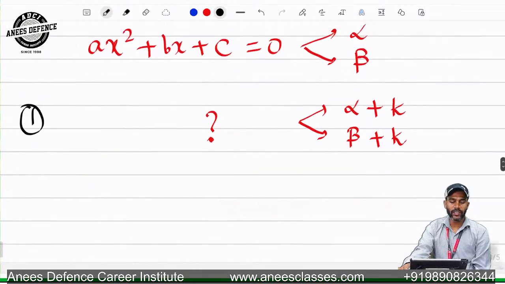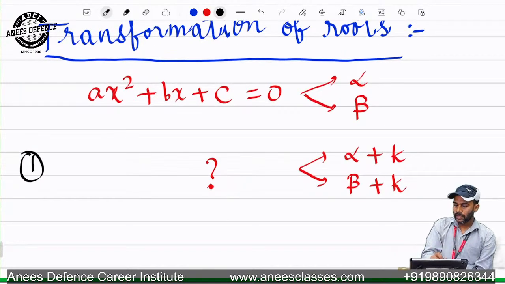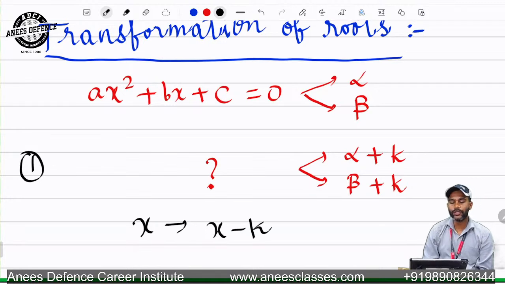See, traditional method is there, but we'll use shortcut. What do you have to do? Simply, you have to replace x by x minus k. Just opposite. You have added k, right? Yes. You have added k. But what do you have to do? You have to replace x by x minus k. Just opposite to that. If you add, you have to subtract.